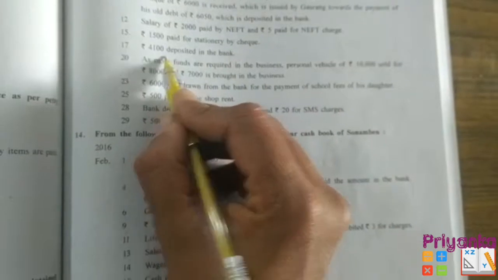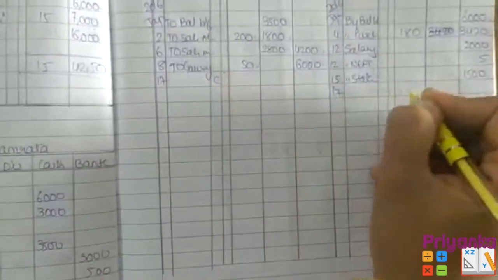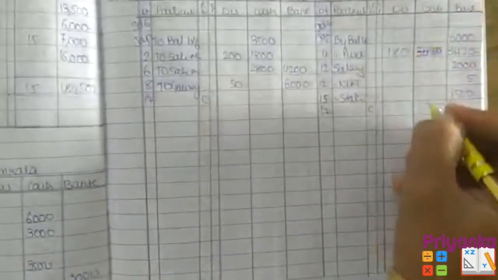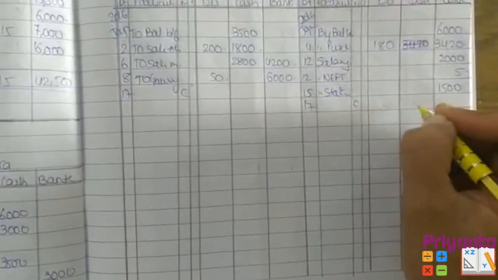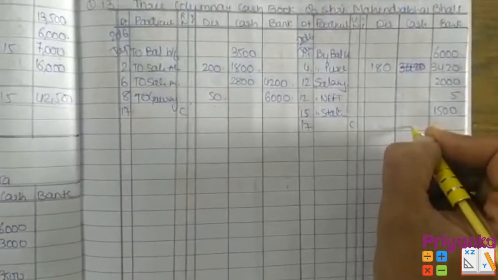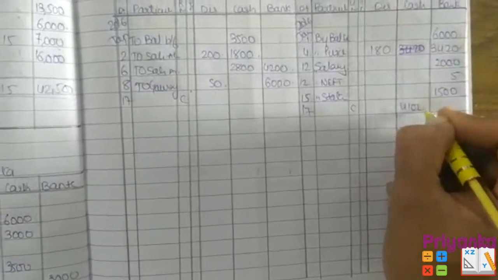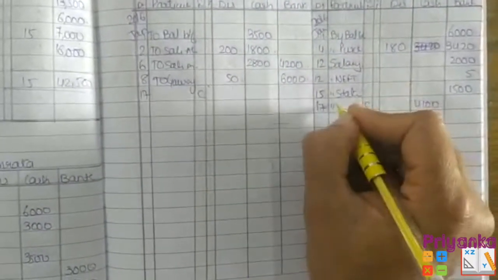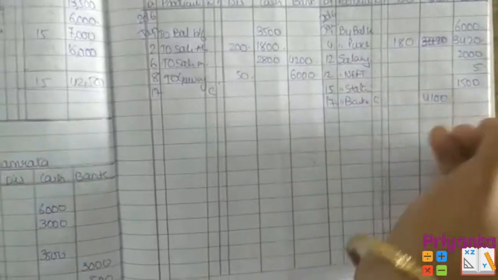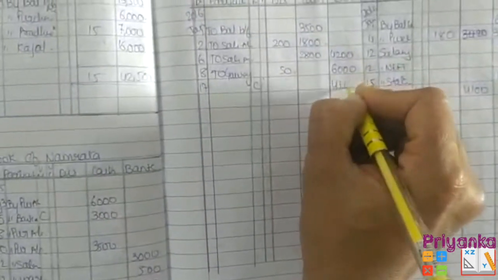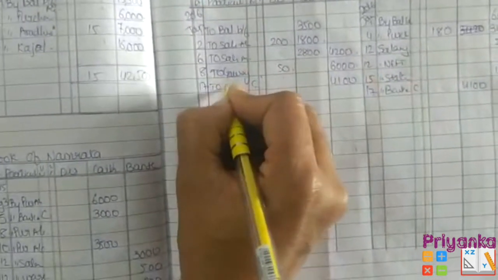Now cash is going to be deposited, so here we come with the contra transaction. Now deposit it into the bank. So first we will remove cash of rupees 4,100 as we are going to deposit into the bank. Come to the bank and deposit 4,100 with cash.